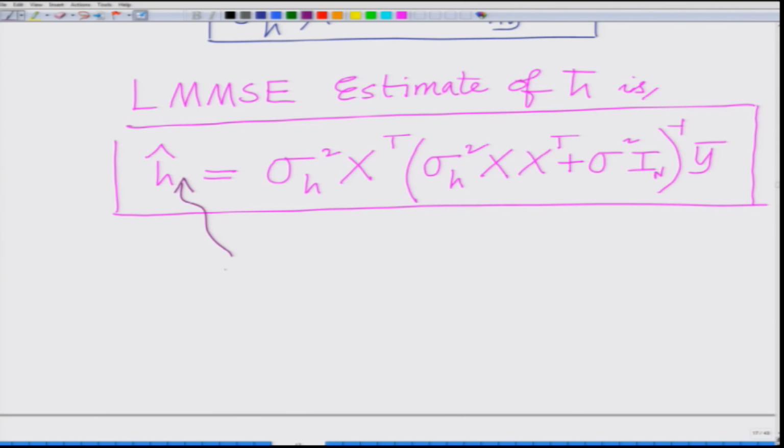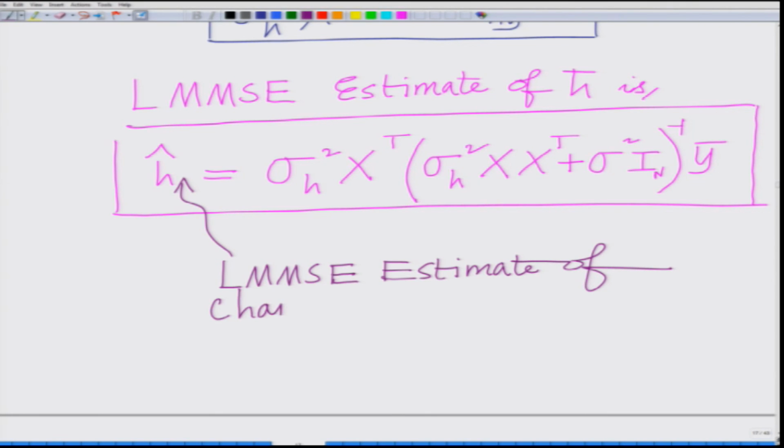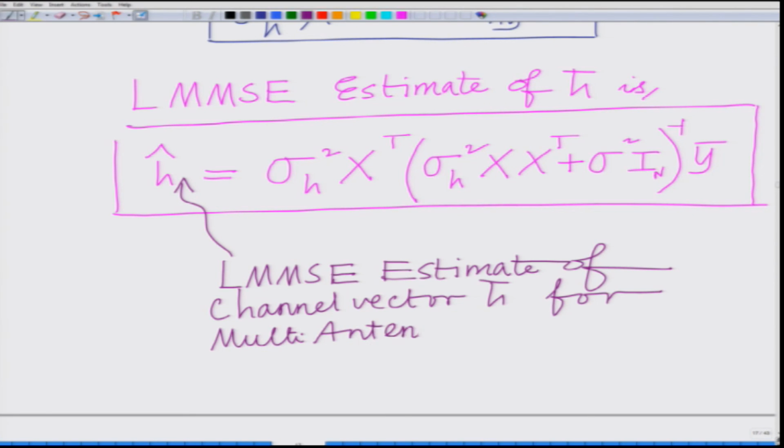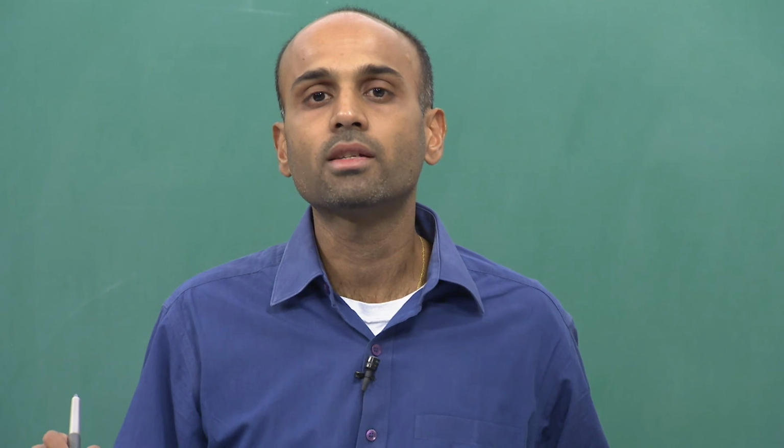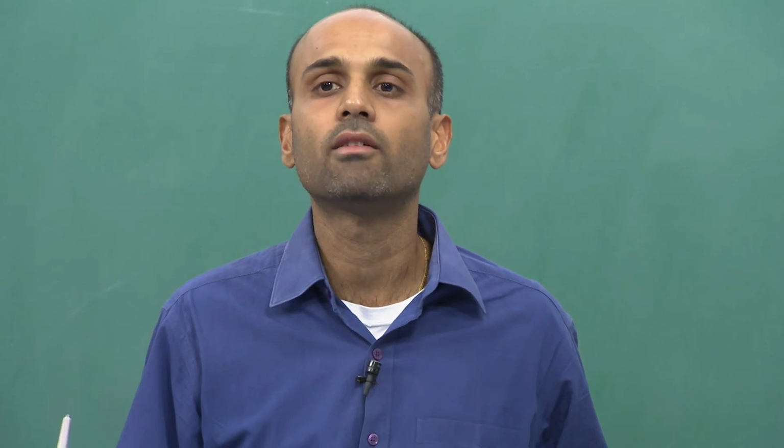Let us write this down again. LMMSE estimate of channel vector H bar for multi antenna downlink wireless channel estimation: H hat equals sigma H square x transpose times sigma H square x x transpose plus sigma square identity inverse times the vector y bar, where y bar is the observation vector.